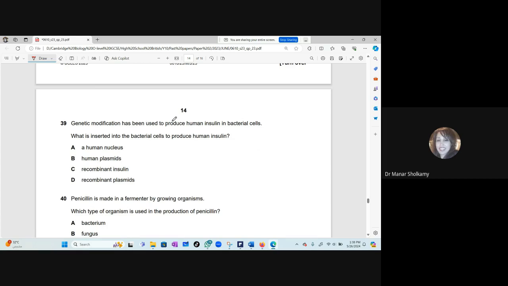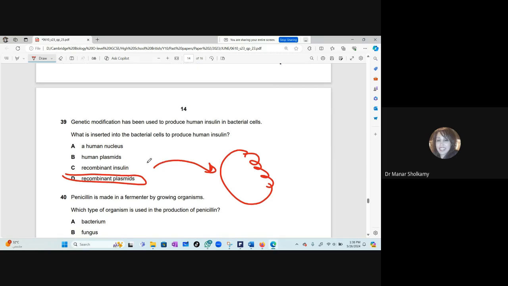Genetic modification has been used to produce human insulin in bacterial cells. What is inserted into the bacterial cell to produce human insulin? A human nucleus, human plasmids, recombinant insulin, or recombinant plasmids? D. Yes, recombinant plasmid. We take the gene, we take the plasmid, we fuse them together. It will be part human, part bacteria. This is the recombinant plasmid, and we put it in a new bacteria and then in a fermenter.